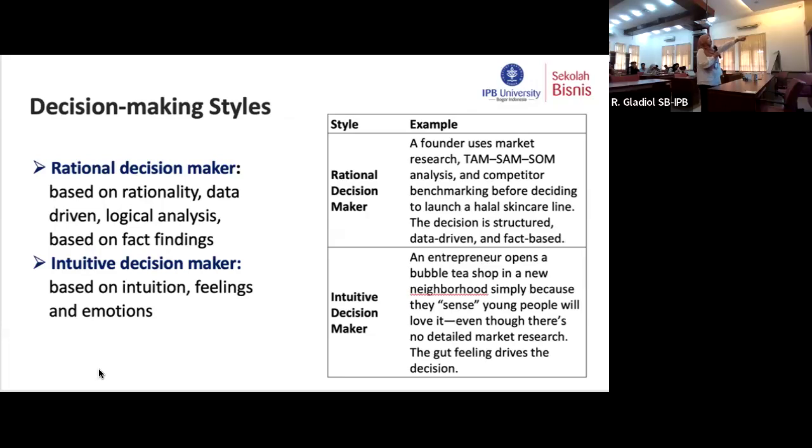Rational, for example, uses market research, TAM SAM SOM. You will learn about TAM SAM SOM in marketing. Competitor benchmarking, and then before deciding, for example, on halal skincare and so on. The decision is structured, data-driven, and fact-based. Intuitive, for example, opening in your neighborhood simply because they sense that young people will love it. Just that.